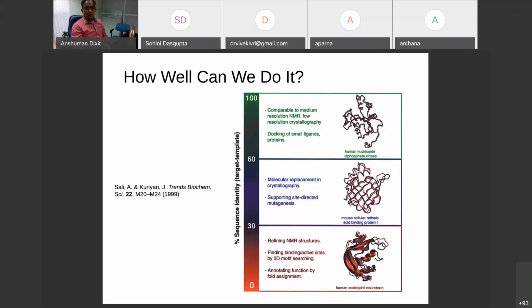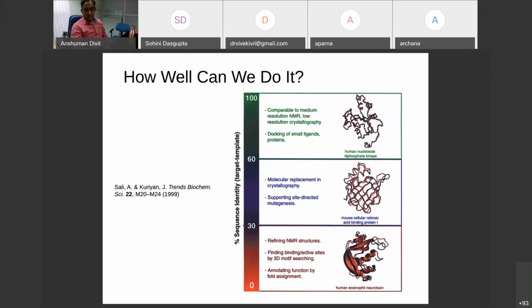The other zone is between 30 to 60%. You can use those models for crystallographic applications, and also for site-directed mutagenesis, because you will know the presence and absence of secondary structures, helices and loops and other things, that can be used for the planning of other experiments.